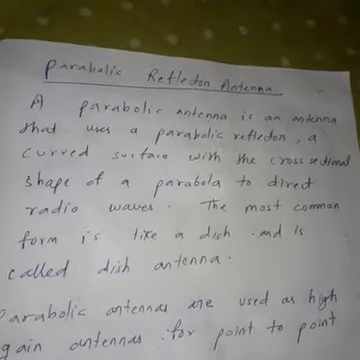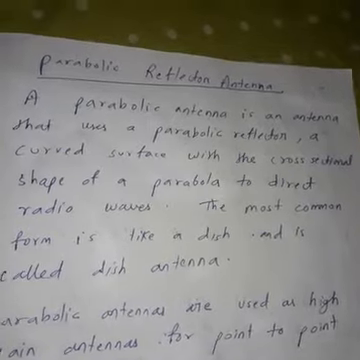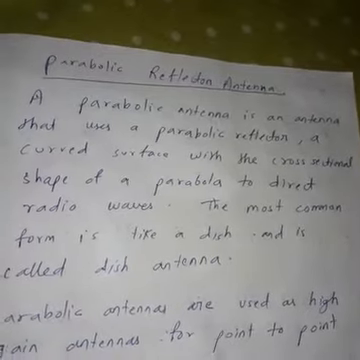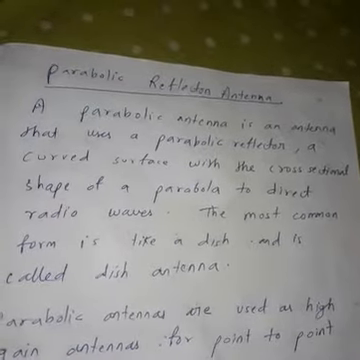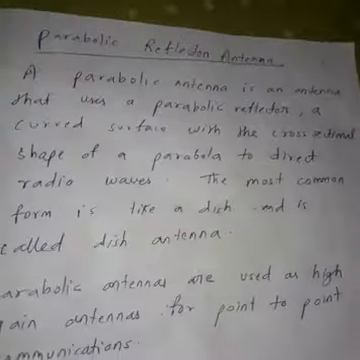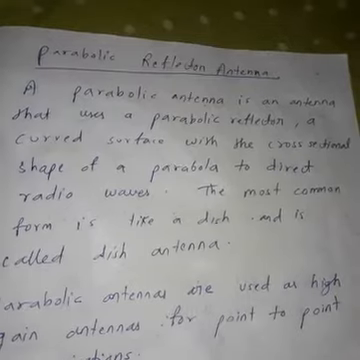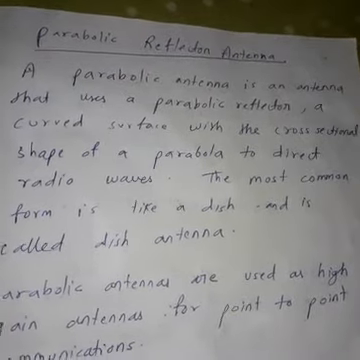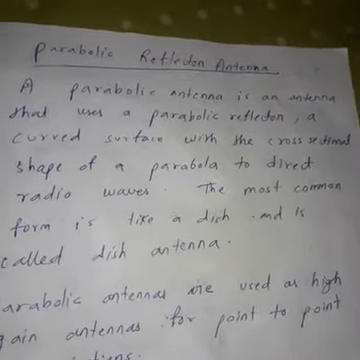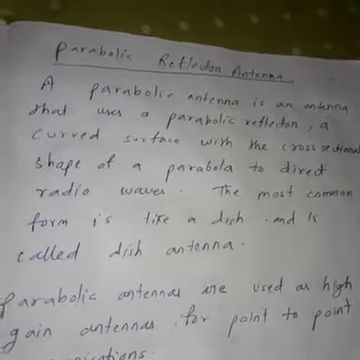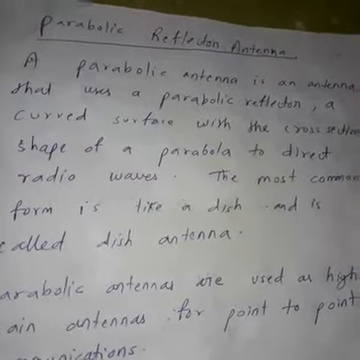Then let us look at the second type of antenna, that is the parabolic reflector. So parabolic reflector means what? It is called a parabolic reflector antenna because it uses a parabolic reflector. That means the reflector is like the shape of a parabola, a curved surface. So a parabolic antenna is an antenna that uses a parabolic reflector, a curved surface with the cross-sectional shape of a parabola to direct radio waves. So the parabolic reflector antenna is basically used to reflect radio waves. Okay. So the most common form is like a dish and it's called dish antenna.